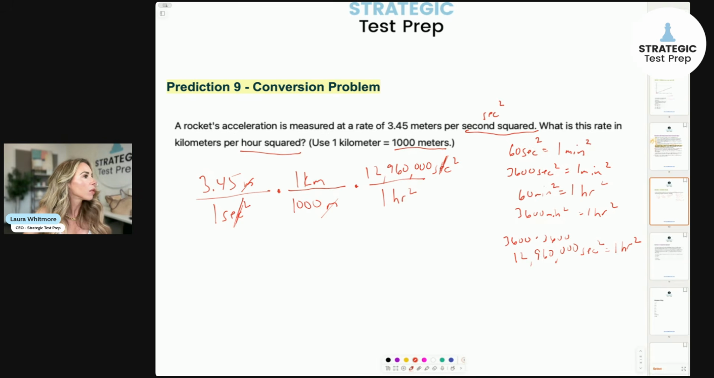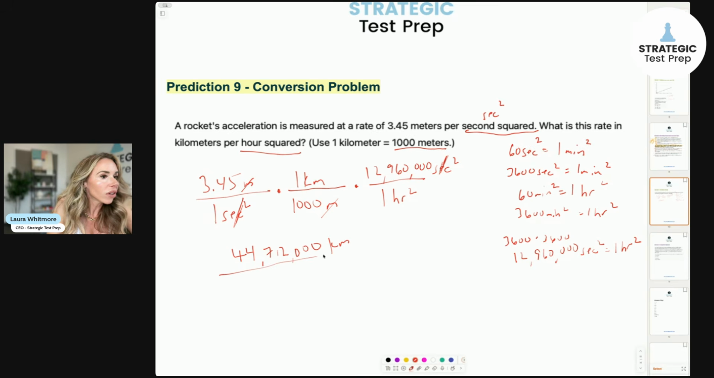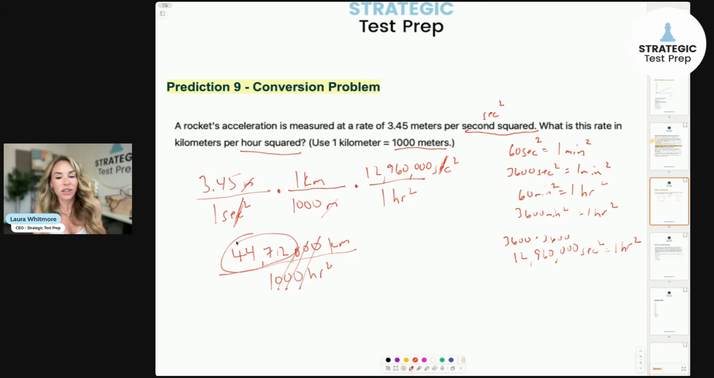So I'm going to end up doing 3.45 times the 12 million something. And I get 44 million. Whew, that's a big number. 712,000. Okay, that's kilometers over 1,000 hours squared. Okay, now the zeros are going to cancel. So we end up with 44,712. Okay, that works. Don't panic if you get some big numbers.